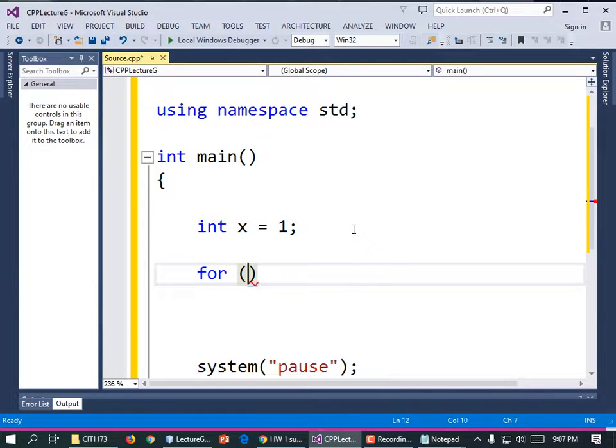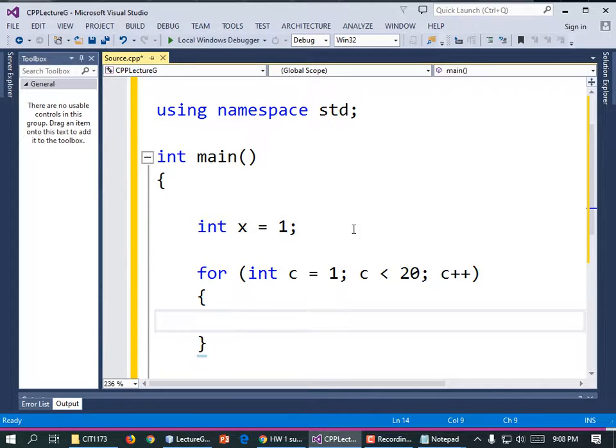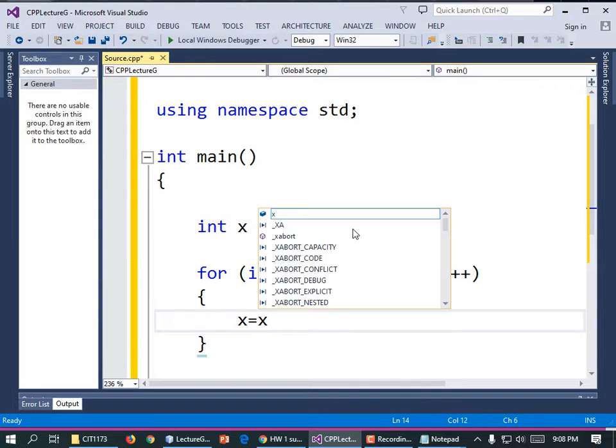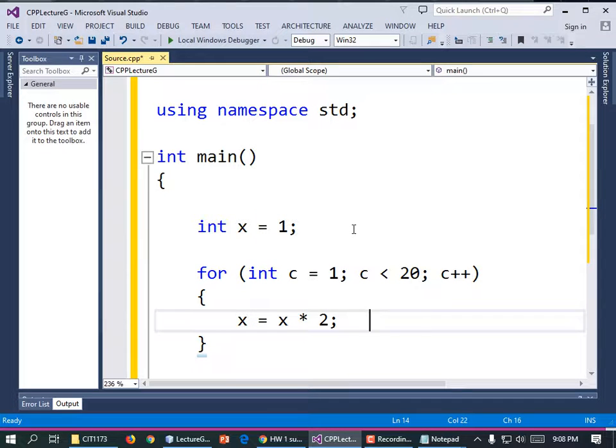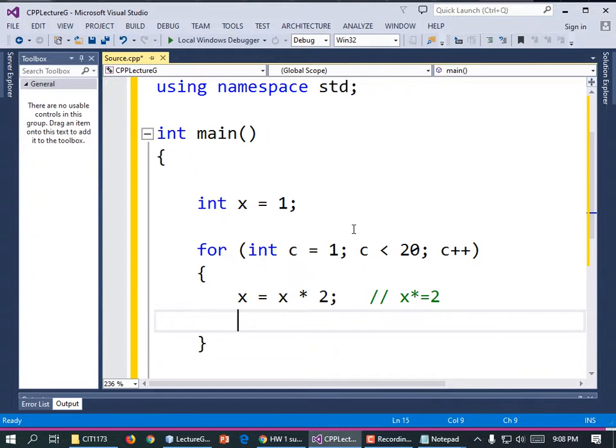And now for the loop. For parentheses, and I think I was using c as my counter, so I'm going to do that again. Int c equals 1 semicolon. C is less than 20 semicolon. C plus plus. Then curly brace. x equals x times 2, which you could abbreviate as x times equals 2 if you so felt the need. And then let's print it out. cout less than c less than quote space quote less than x less than endl.